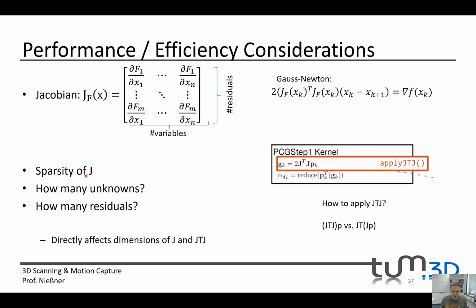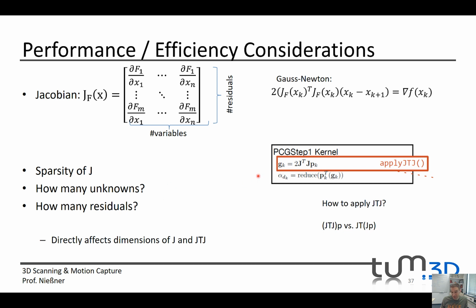There's the sparsity of J that has to be considered. If J is sparse, that's easy to solve. But basically, how many unknowns and how many residuals directly affects the dimensionality of J, JTJ, and so on. And this is very important.